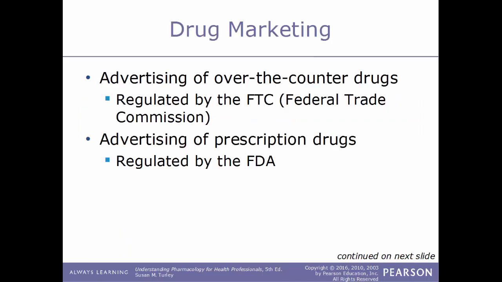The regulation of drug marketing will vary depending on whether or not the drug is a prescription drug or if it's an over-the-counter drug. The drugs that are over-the-counter are regulated by the FTC, Federal Trade Commission. Advertising of prescription drugs is regulated by the FDA.